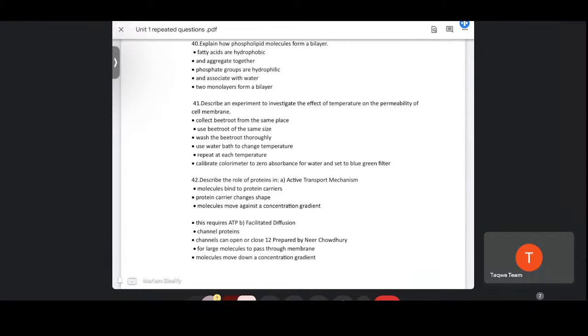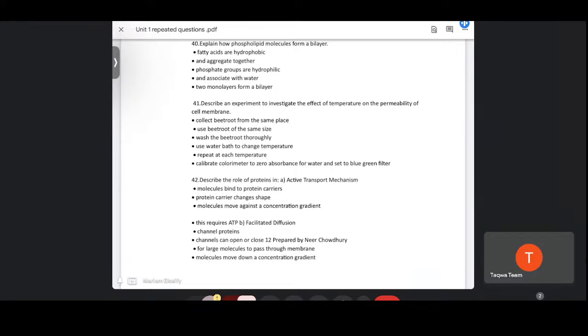Describe the role of proteins in the active transport mechanism. The molecules bind to protein carriers. The protein carriers change shape. The molecules move against the concentration gradient. This requires ATP. In facilitated diffusion, channel proteins can open or close for large molecules to pass through the membrane. Molecules move down a concentration gradient.